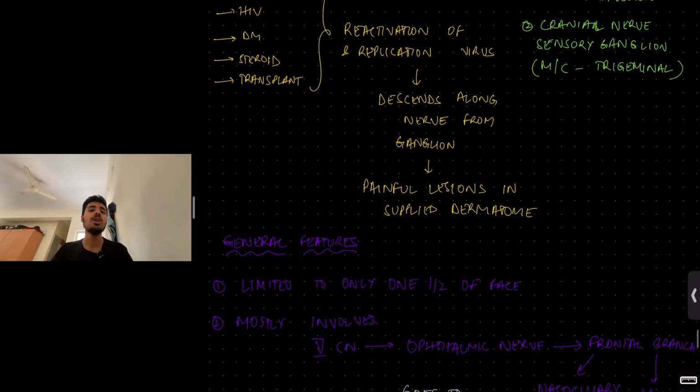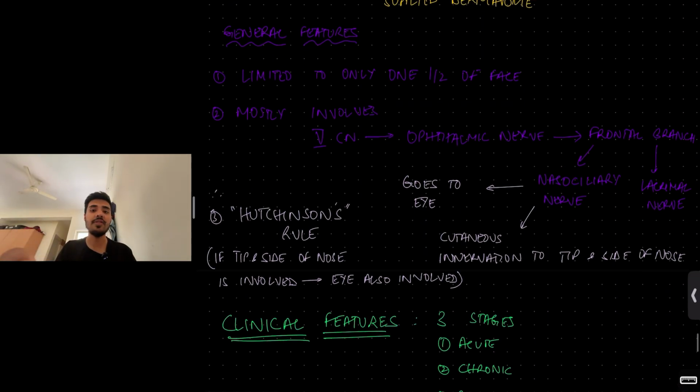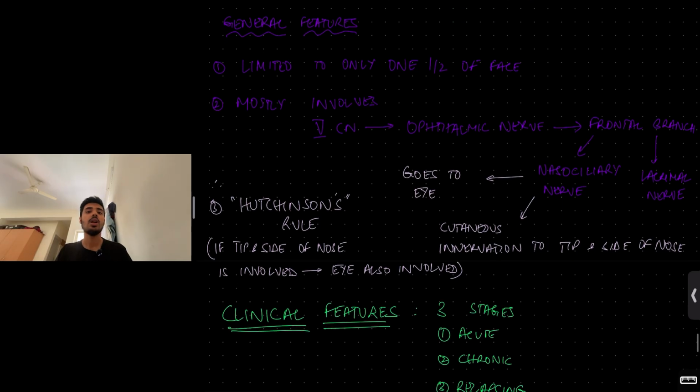Then coming to general features of herpes zoster ophthalmicus. I am covering only the ocular part. It is only limited to one half of the face. Why? Let's say the right trigeminal nerve ganglion is involved. Will it go and cause lesions in the dermatome supplied by the left trigeminal nerve ganglion? No. It spreads via nerves. It does not show local spread. So it will involve only one half of the face.